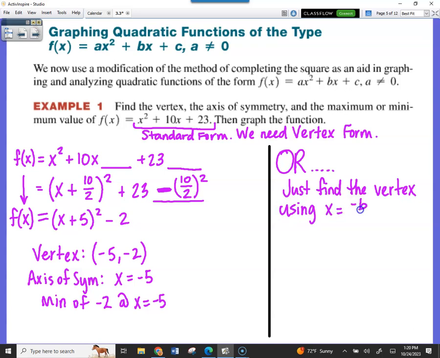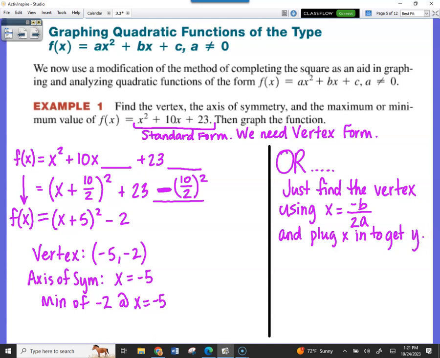X equals negative b over 2a. If you take a and b from the quadratic in standard form and plug them in, you will get the x coordinate of the vertex. Now, how do you think you get the y coordinate? Plug it back in. So, make a note: plug x in to get y.